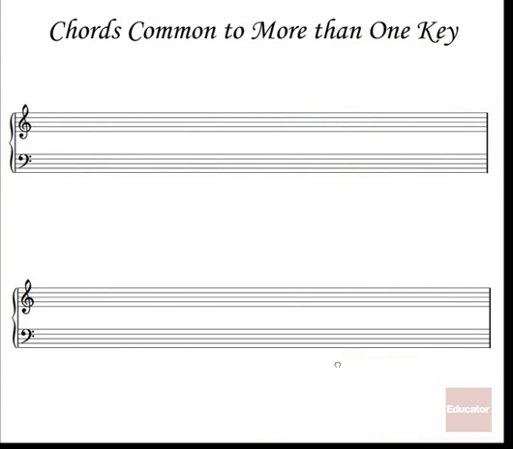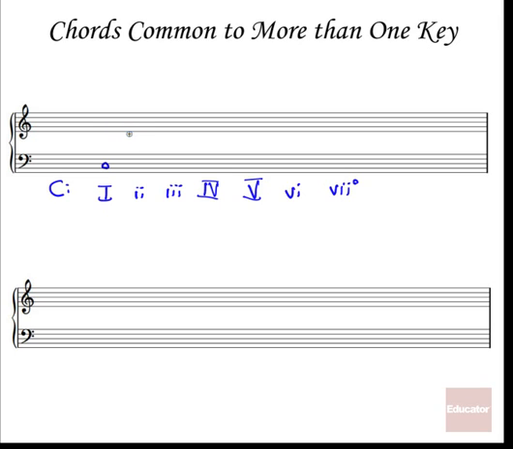Okay, and now let's put aside the idea of closely related keys for a second, and let's think about chords that are common to more than one key, and then we'll see how these two ideas relate to each other. So let's go back to our home key of C major, and let's just write in all the chords, triads for C major, so 1, 2, 3, 4, 5, 6, 7 diminished.